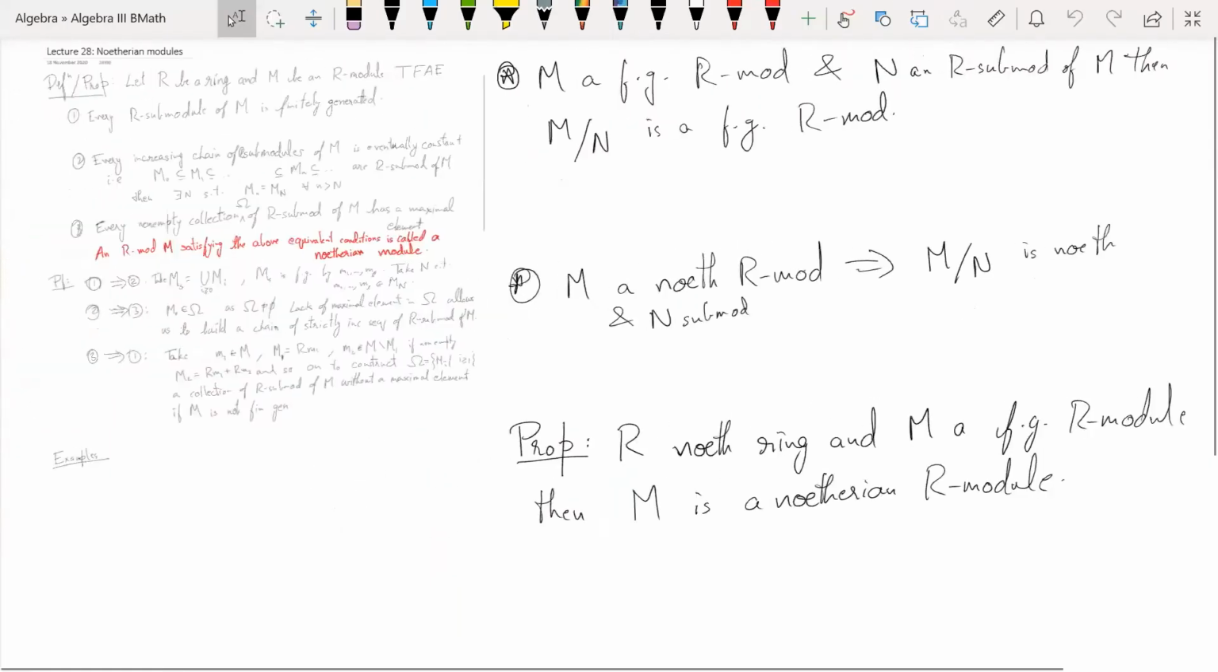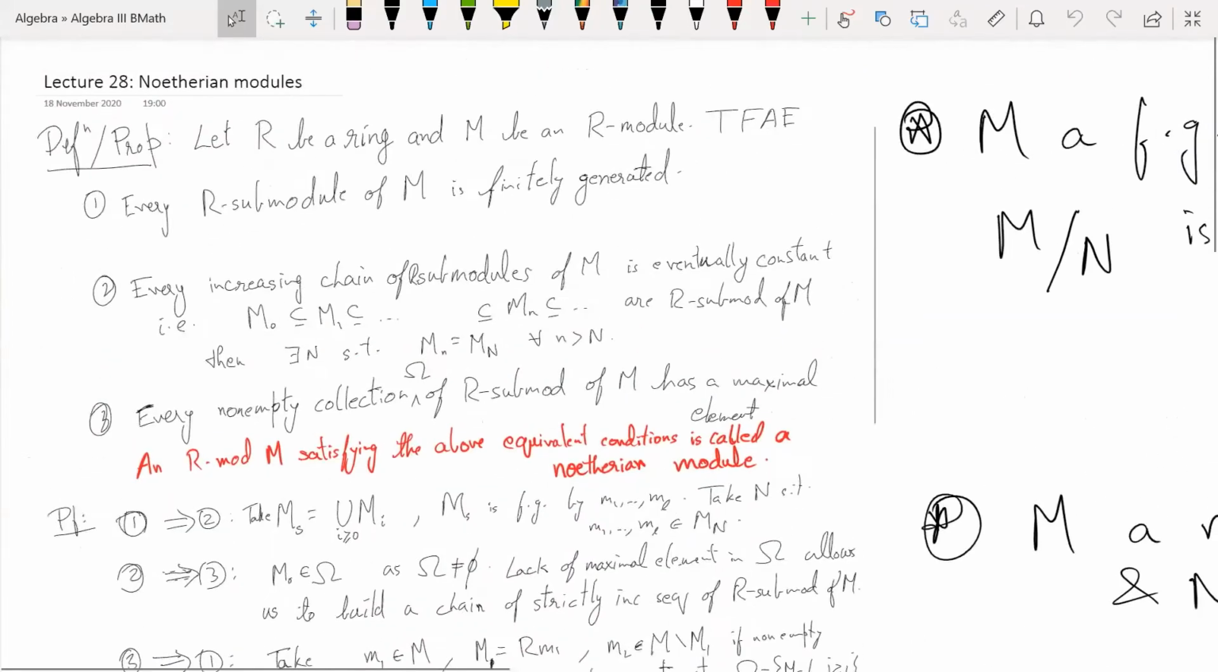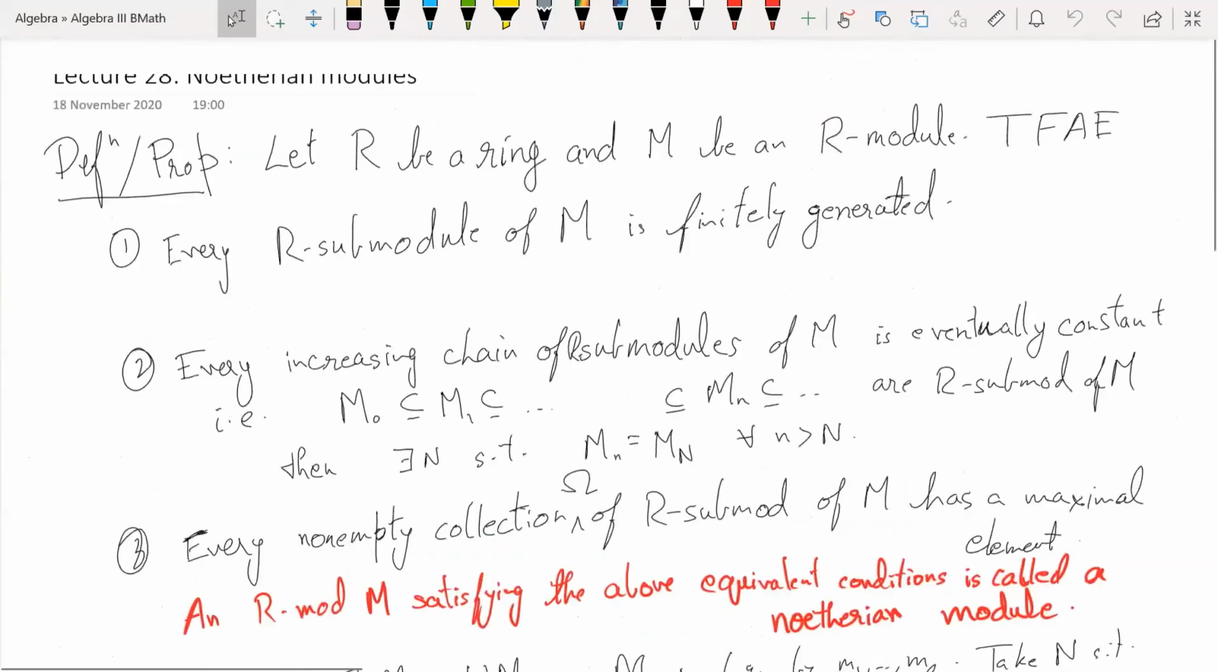Okay, Noetherian modules. Today we'll talk about Noetherian modules. We had already talked about Noetherian rings, so Noetherian modules is a slight variant of it. It's a property of modules instead of rings, and it's a useful property which will be needed to prove the structure theorem and so on.